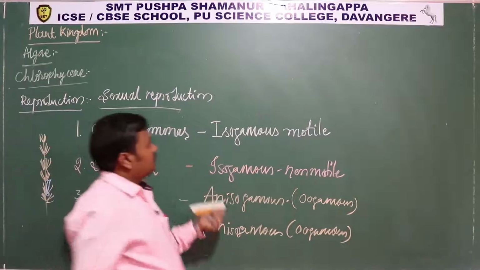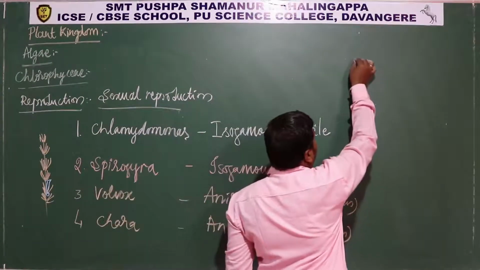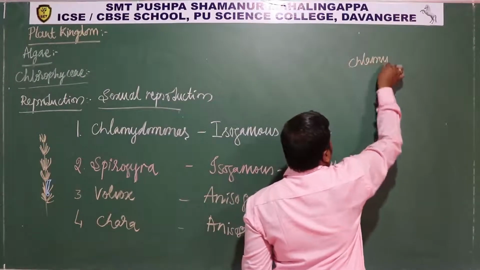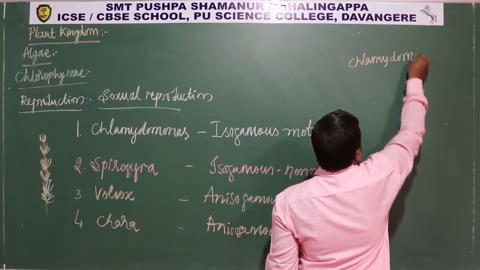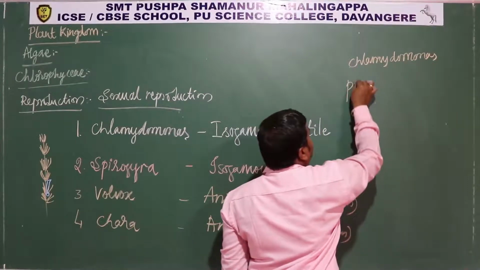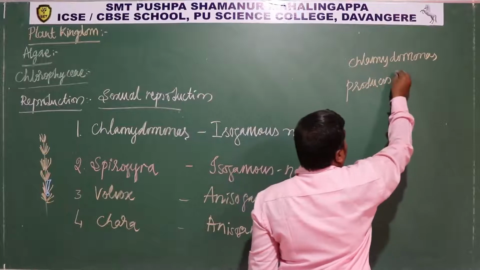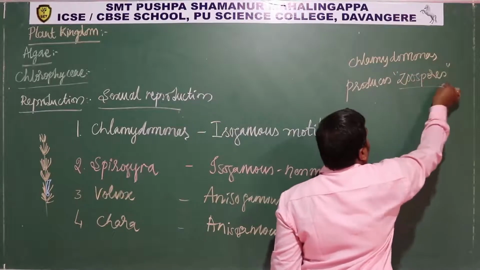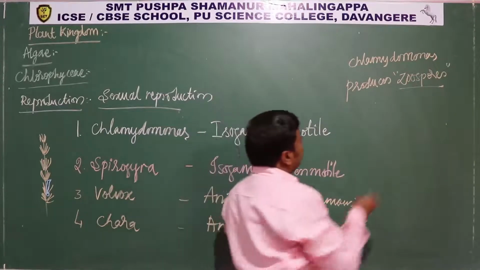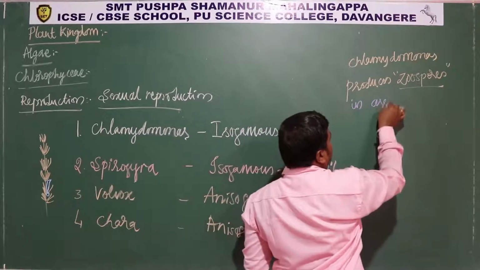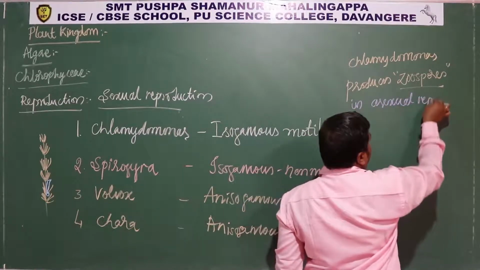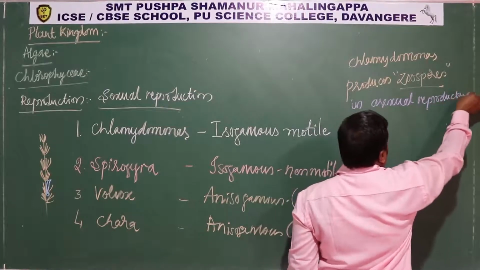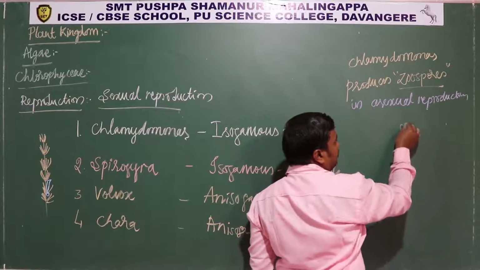So here is one more thing about Chlamydomonas. For asexual reproduction, Chlamydomonas produces zoospores. In asexual reproduction, many asexual reproductive structures are produced, and these structures are produced inside a structure.